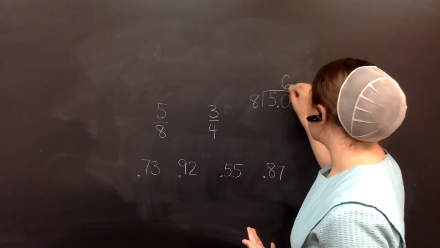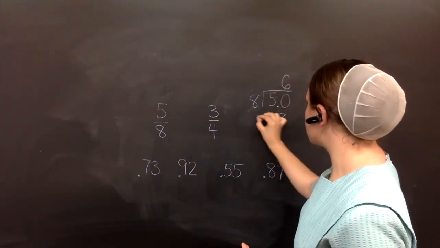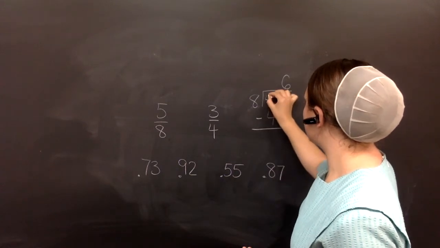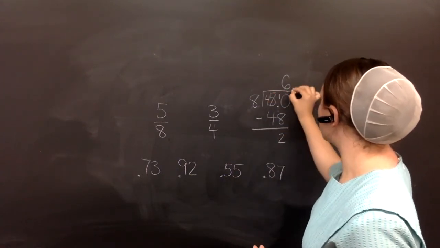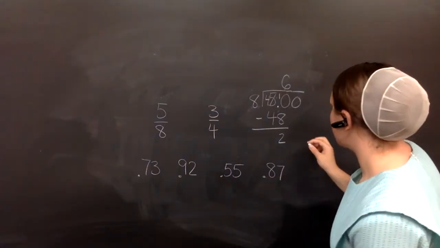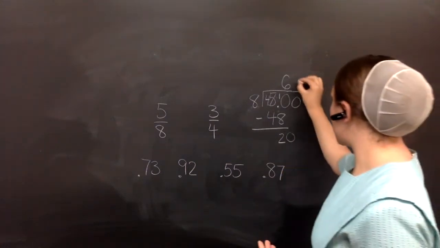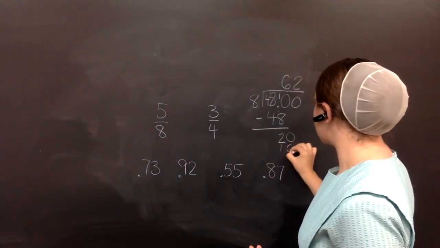So we have 6 times 8 is 48. So we're subtracting here. We have 2. Now we have to annex another 0 because our problem did not terminate yet. 8 goes into 20 2 times. Subtract 16.